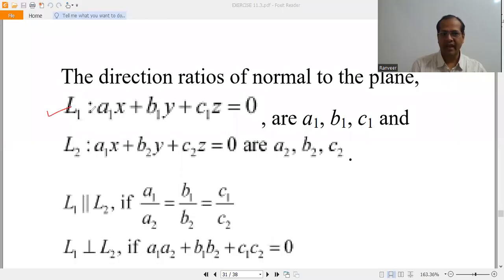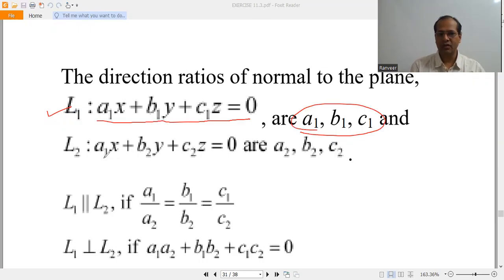Suppose the plane is A1x plus B1y plus C1z equal to 0. This is the direction ratio of the normal to the plane. And in this case, A2, B2 and C2 is the direction ratio of the normal to the second plane.